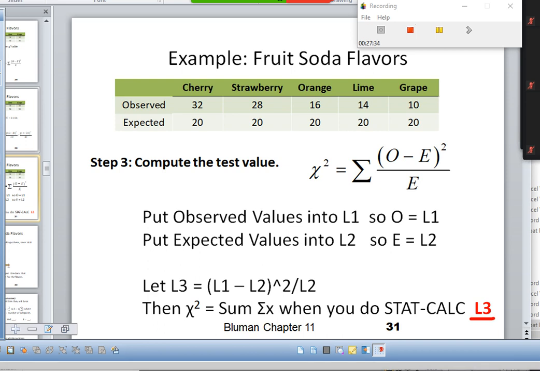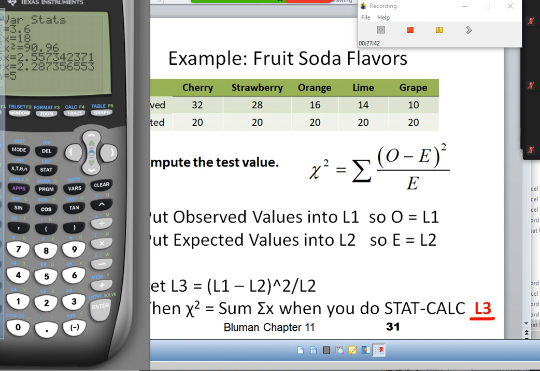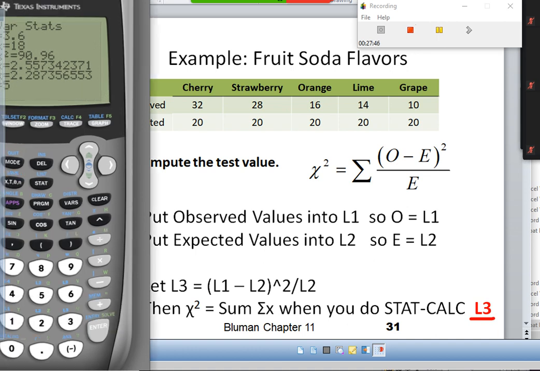It's not. It's in your lists. So it's just stat edit to get into your lists. So we're just using the list. Nope, not at all.